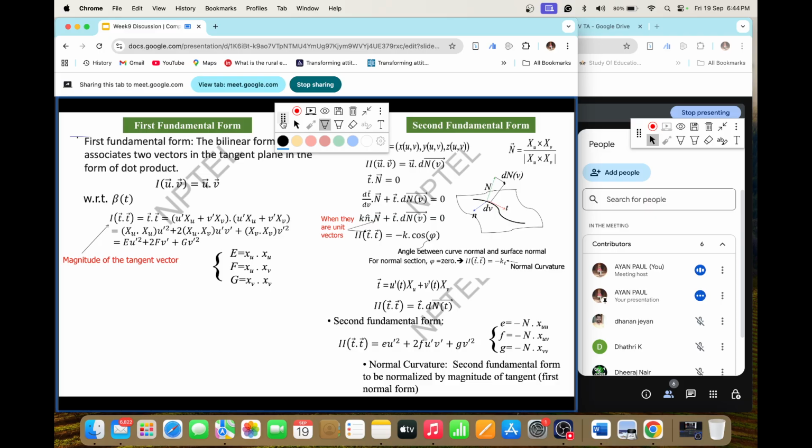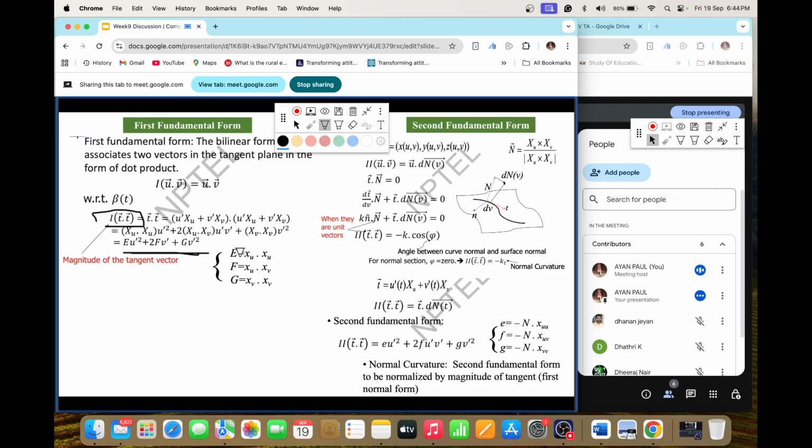That means calculation of length, etc. Okay, so this is regarding the first fundamental form and second fundamental form. That is the main difference. So this is how we write the first fundamental form, and this is the equation: I = t dot t. These are the two vectors, t dot t. So this is the equation of the first fundamental form: E u dash square plus 2F u dash v dash plus G v dash square.